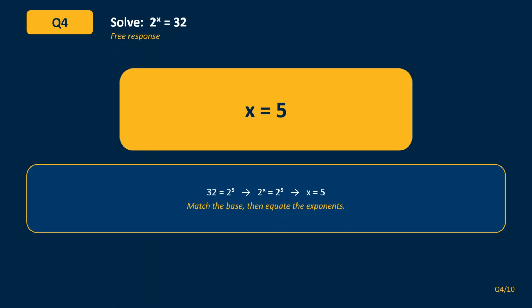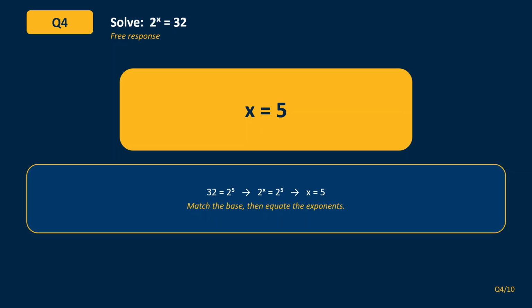Question 4. Free response. Solve the equation 2 to the x equals 32. Pause now to work through this problem. The answer is x equals 5. The solution proceeds by the base matching technique.